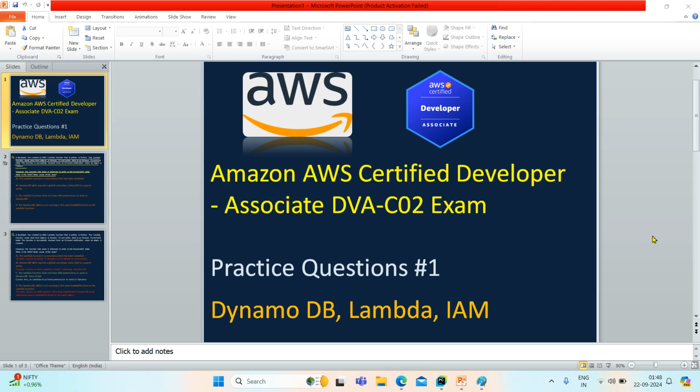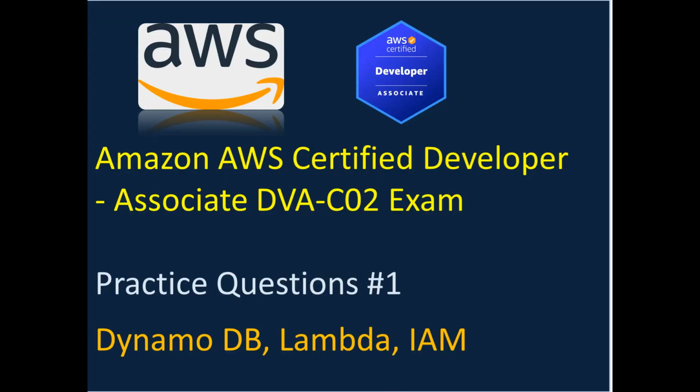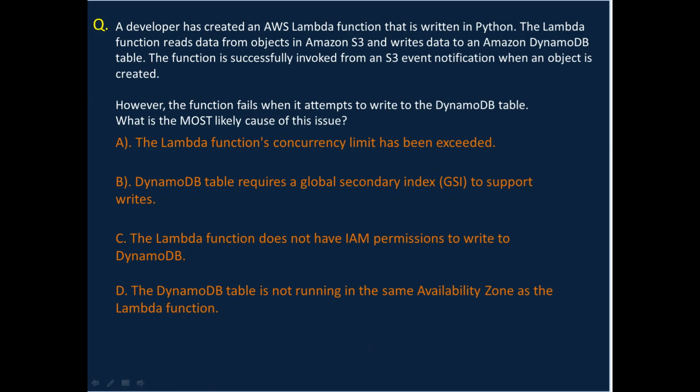So I will give it a try in this series of practice question videos to help you understand how to read a question, how to decode the question, and how to select the answer. So let's begin. The first question that we want to take in this session will be focusing on DynamoDB, Lambda, and IAM. So let's understand the question line by line.